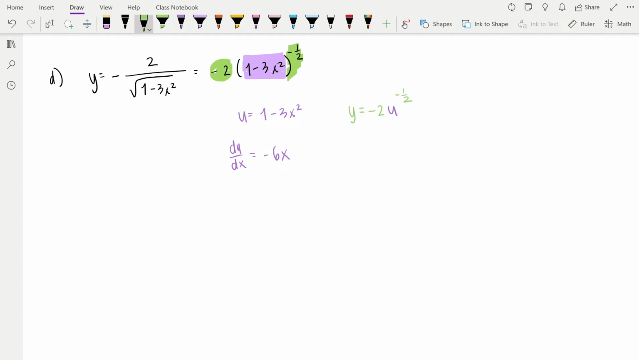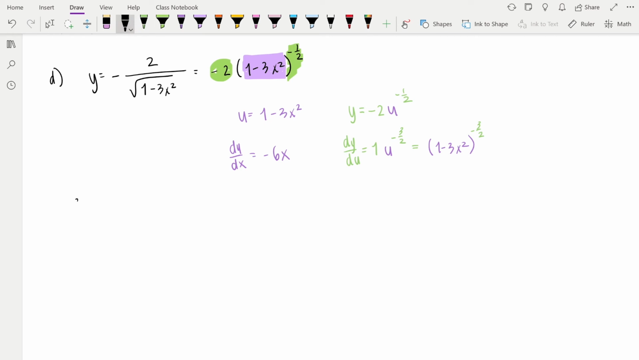Next, I need to take the derivative of y, but with respect to u. It's very important that now I'm taking the derivative with respect to a different variable. It's not the same as dy dx. So dy du, I multiply the negative 2 by negative 1/2, so I'll just get 1. I'll go ahead and write it down. I have u, and then it is to the power negative 3/2. This is what dy du is, but because I intend to put it back together, I'd like it only to be written in terms of x. So this will be the quantity 1 minus 3x squared to the power negative 3/2.